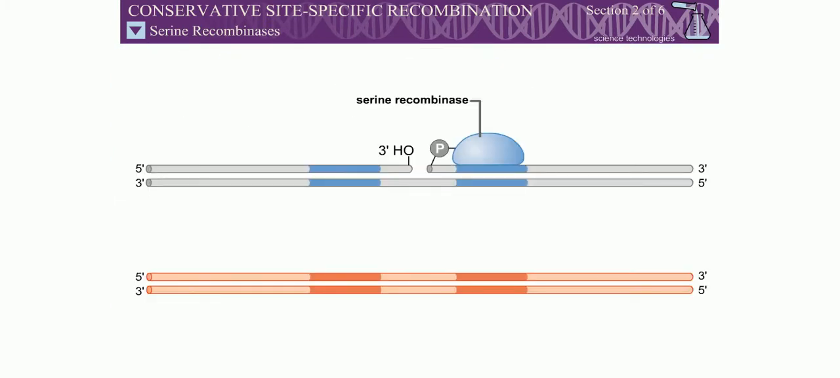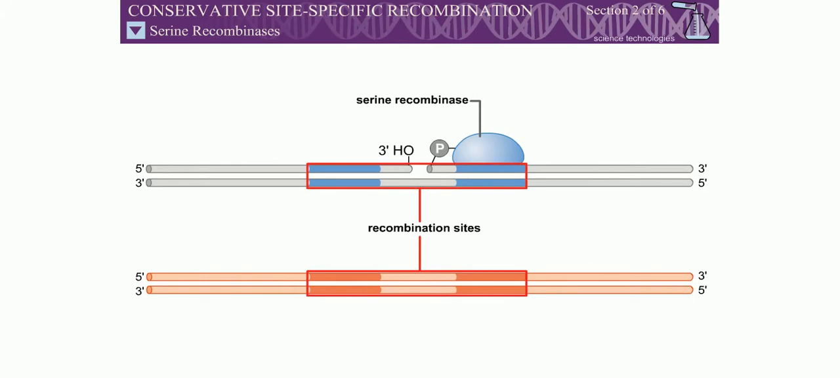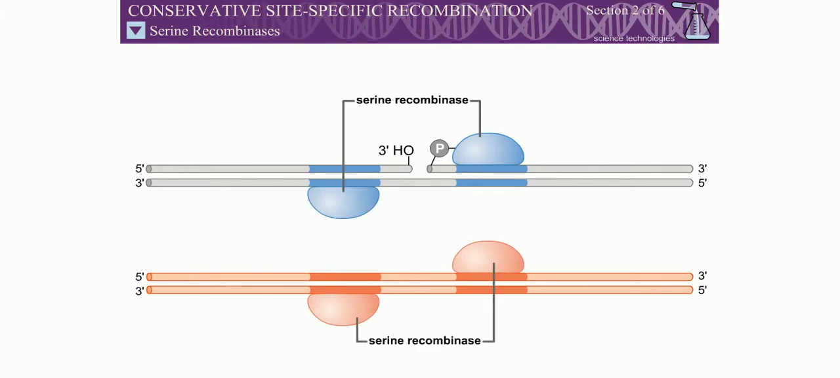Site-specific recombination always occurs between two recombination sites. Therefore, during recombination, 4 single strands of DNA, 2 from each recombination site, must be cleaved and rejoined. The serine recombinases cleave all 4 strands prior to strand exchange, with one recombinase protein molecule acting on each strand.